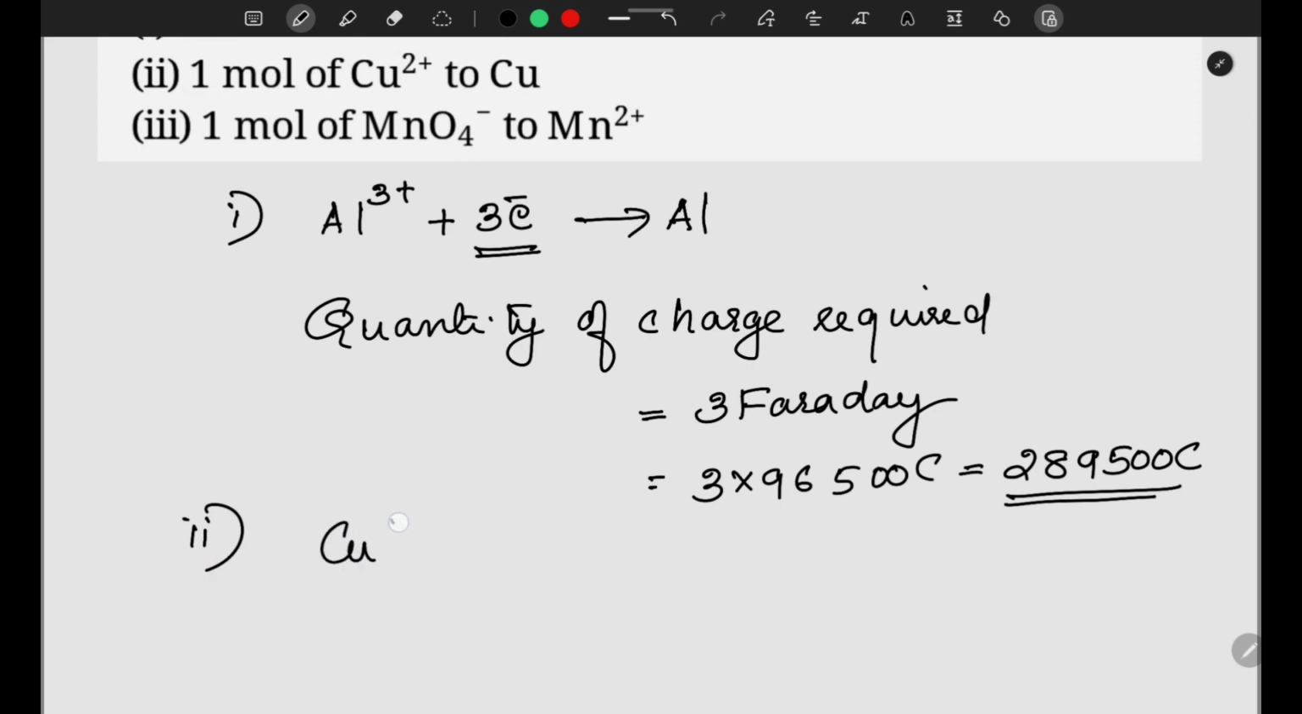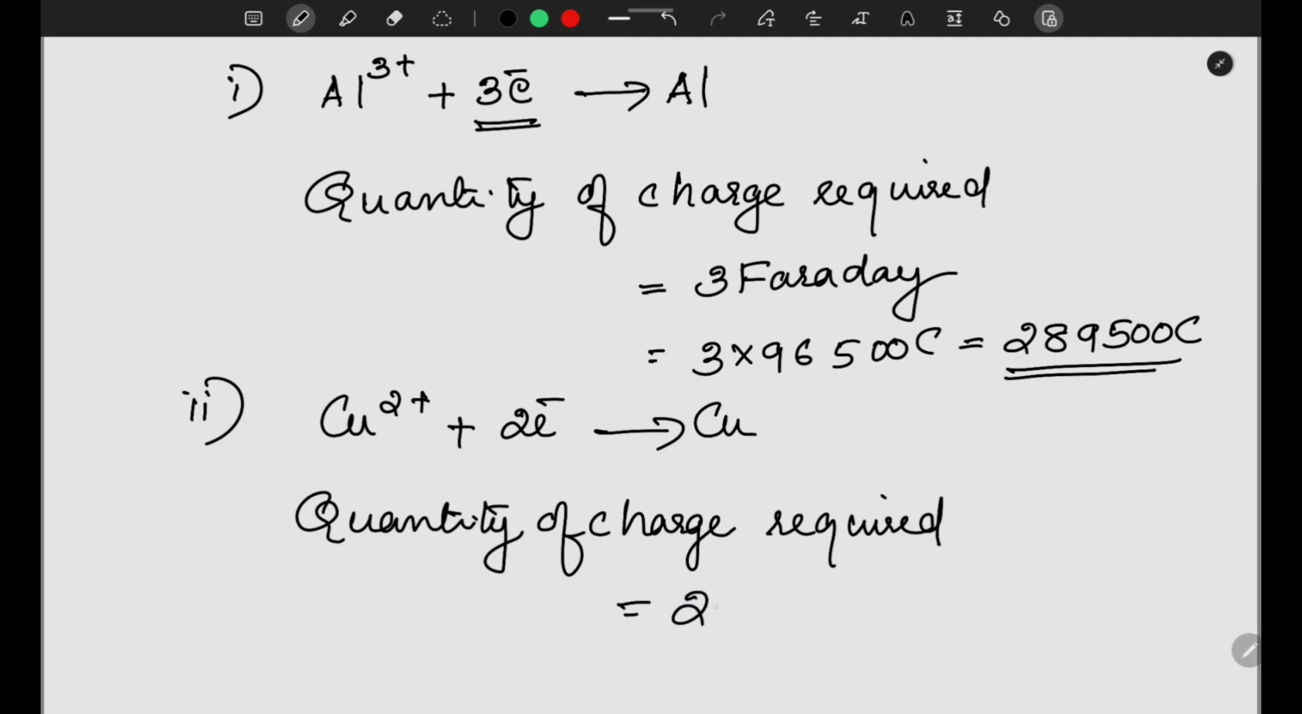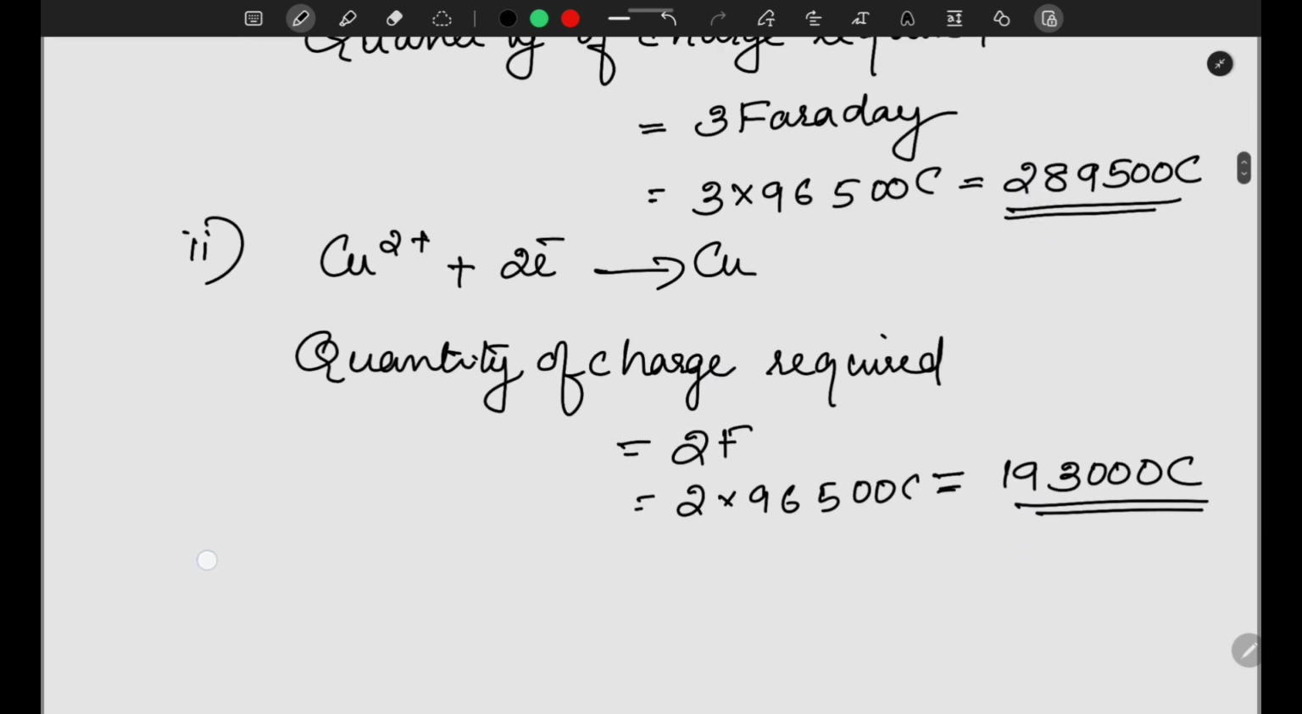Similarly, 1 mole of Cu2+ to Cu. So Cu2+ plus 2 electrons gives Cu. Here the quantity of charge required is equal to 2 Faraday, because here we have used 2 moles of electrons. So 2 into 96,500 coulomb, that is equal to 1,93,000 coulomb.